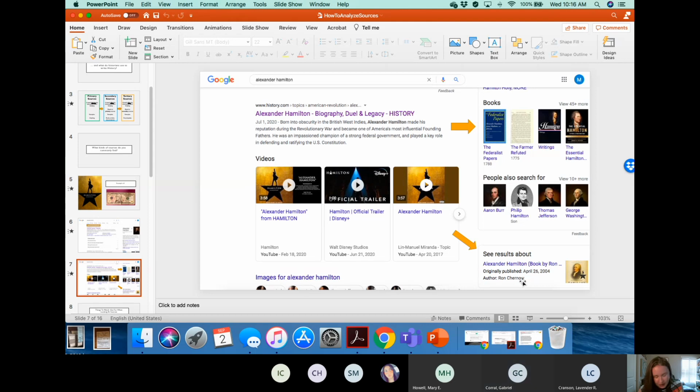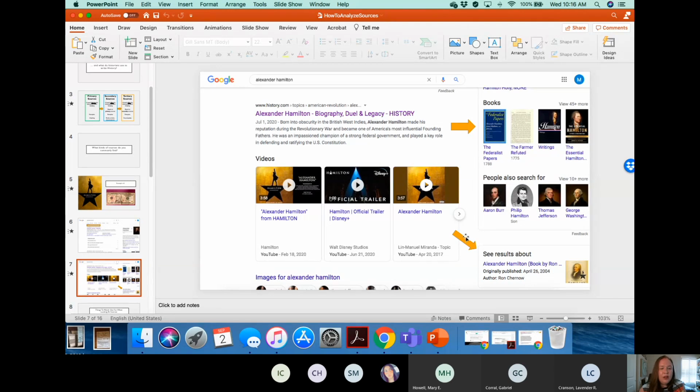Secondary? Secondary, good job. Okay, so you can actually find primary and secondary sources in a Google search. You just need to know where to look for them. So everybody doing okay so far? Give me a hands up if you're doing all right.